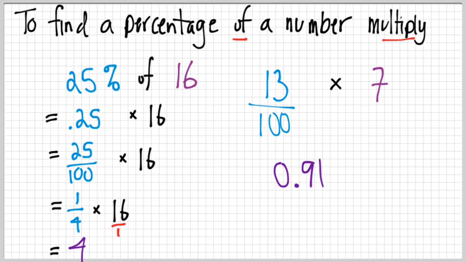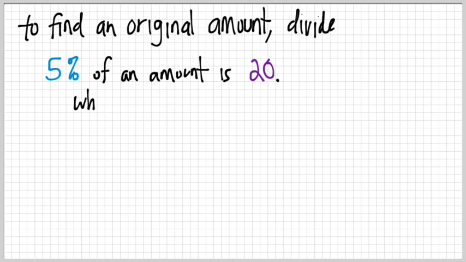One other thing you'll be asked to do with percentages is find an original amount. And to find original amounts, you divide. Let's look at an example, because that might be a little bit confusing. We might be asked, for example, 5% of an amount is 20. What is that amount? So 20 is 5% of what? To do this we're going to divide, but I like to do this in a sort of visual method.